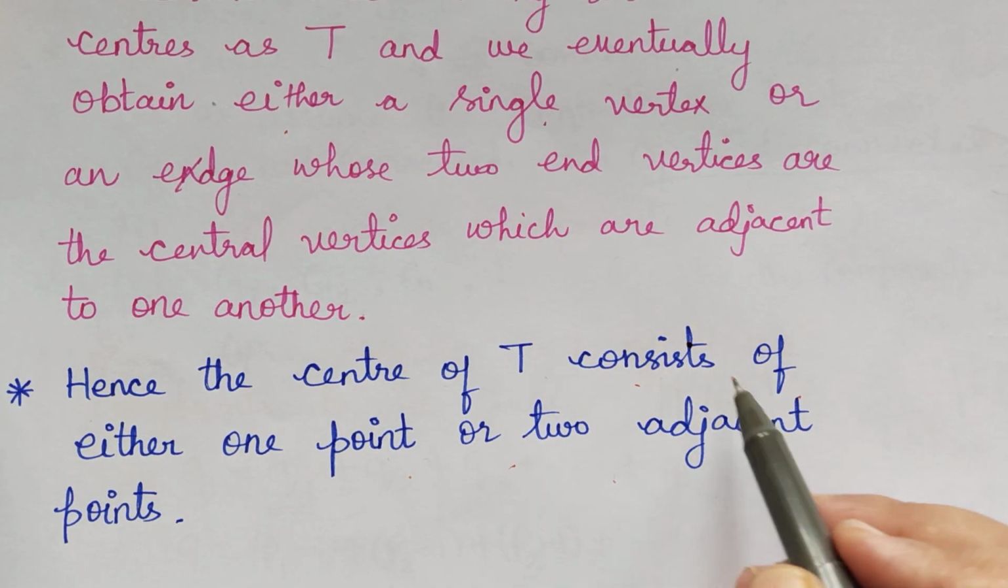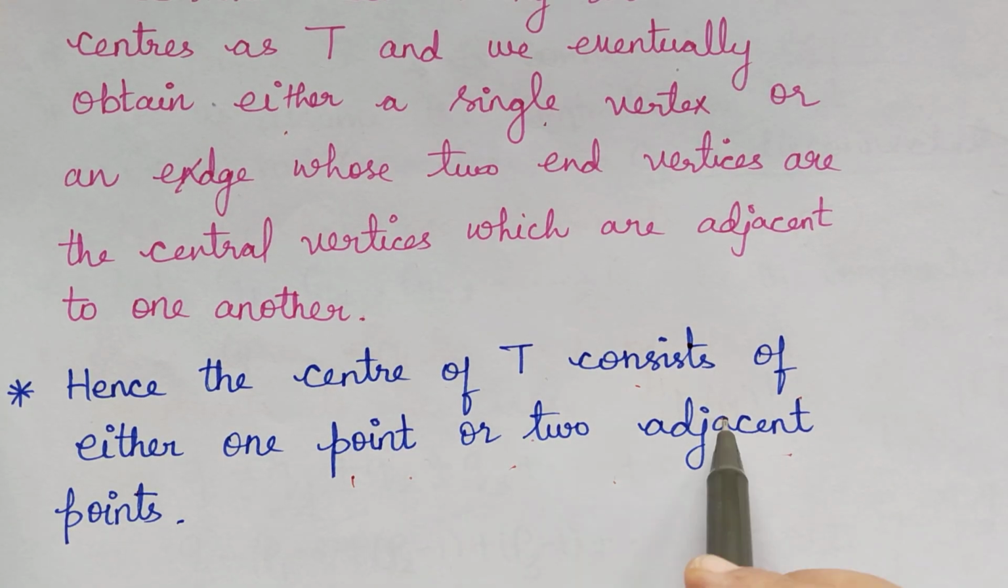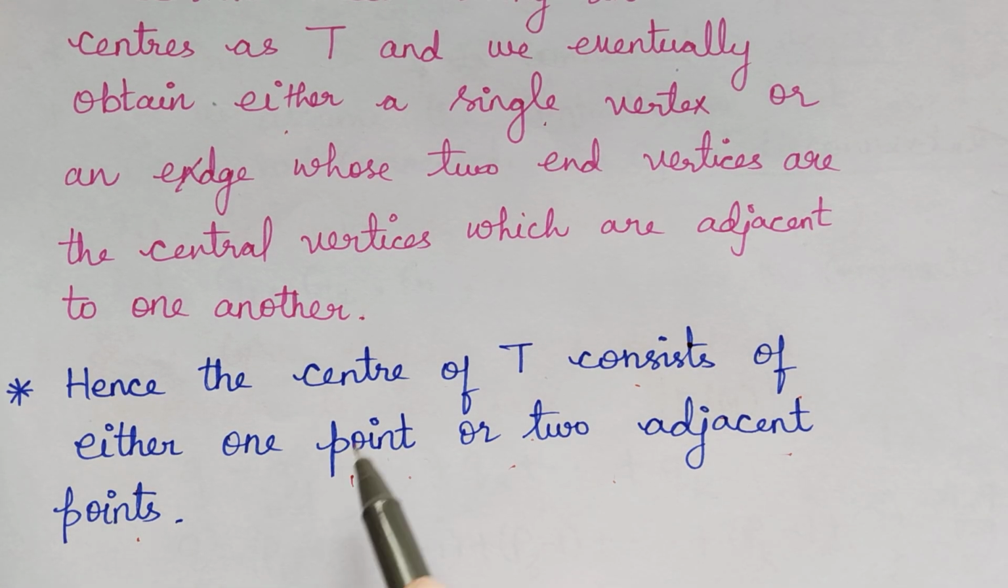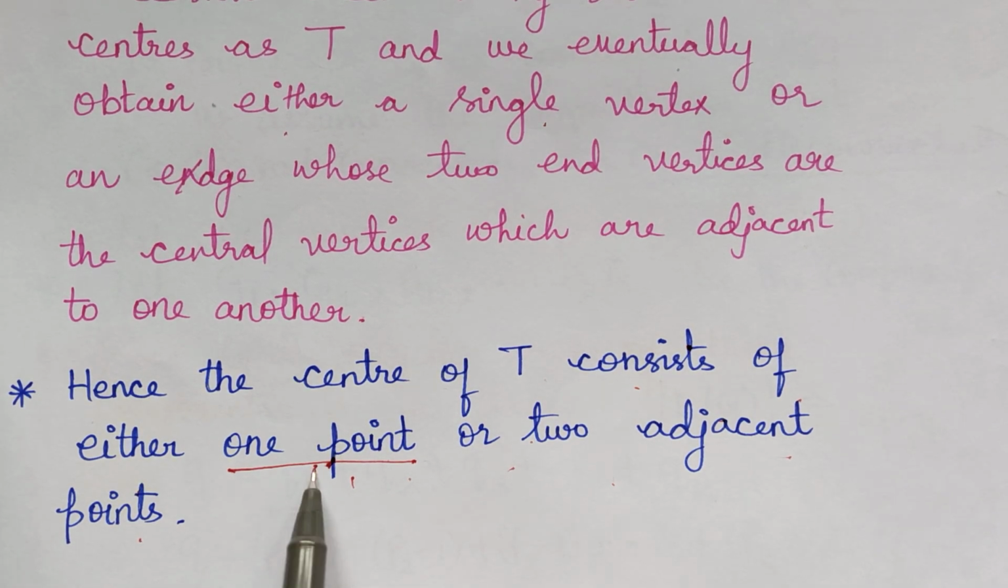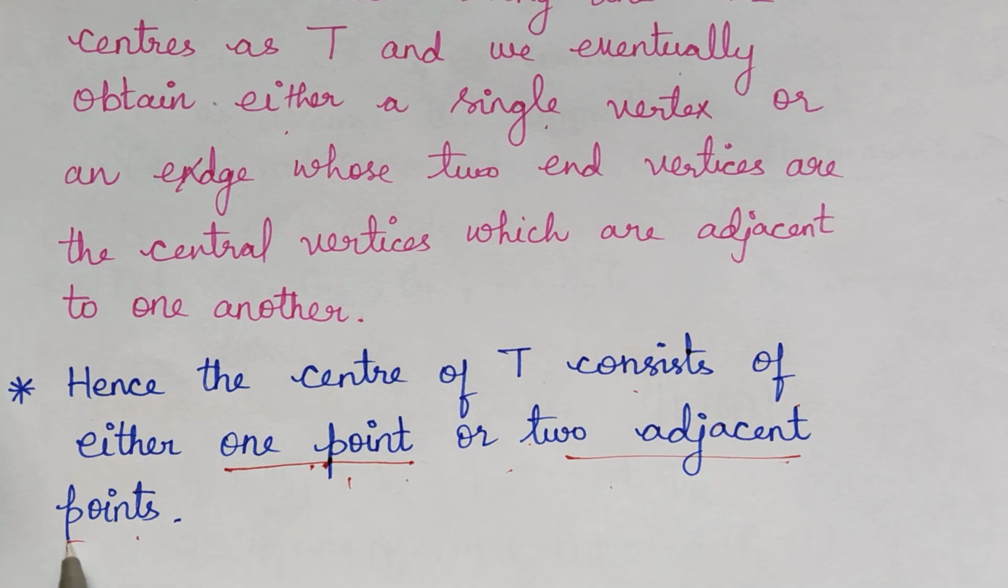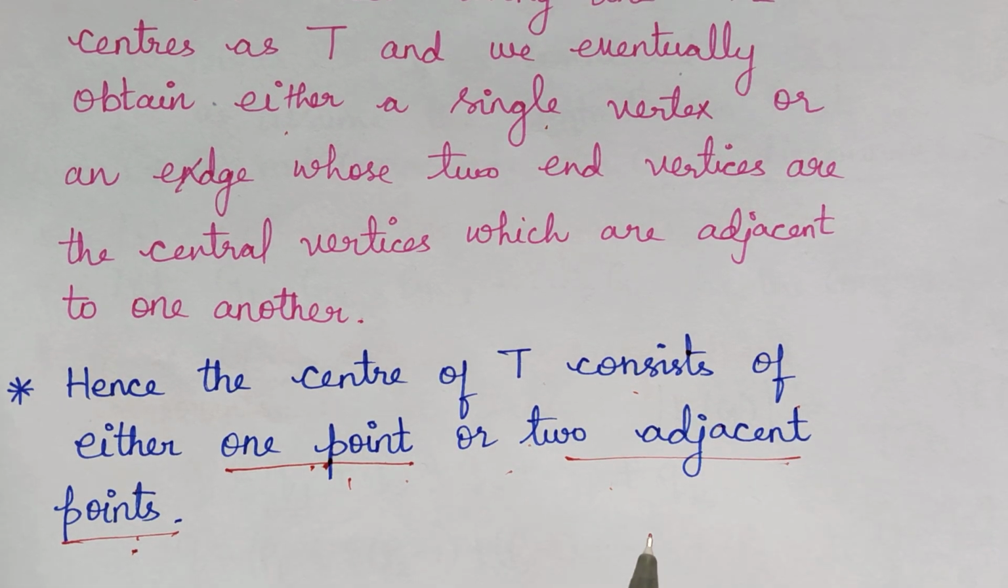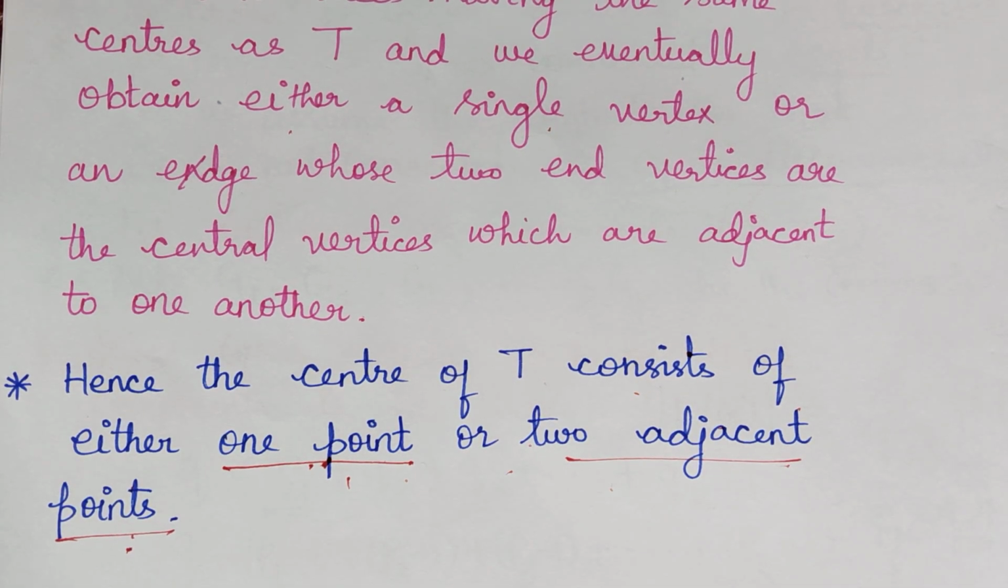Therefore, the center of T consists of either 1 point or two adjacent points, and we also observe that it is 1 point when the length of the longest path is even. It has two adjacent points when the length of the longest path is odd. That also we can infer from this. So I hope you have understood this theorem, and this is a very significant theorem from the examination point of view. So it is also good to mention those two examples whenever you prove this theorem.